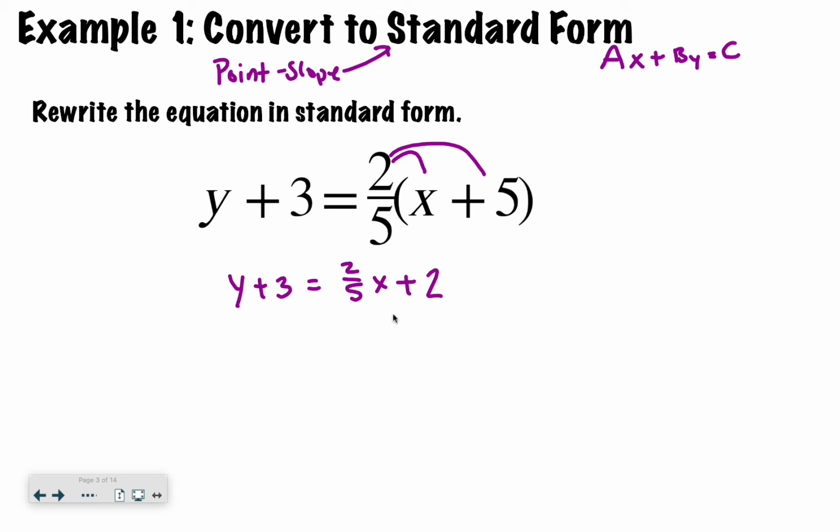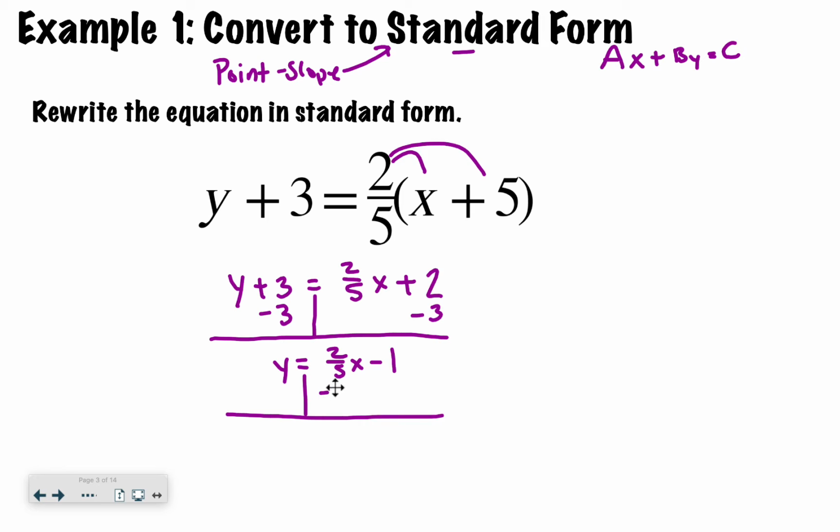Okay, so my parentheses are gone. My next step is going to be, I want my variables on the left and my regular numbers on the right. So I'm going to subtract 3 from both sides. So I have y equals 2/5 x minus 1. So you can see it's now in slope-intercept form, but I'm looking for standard form. So I'm going to subtract that 2/5 x over to the other side. So negative 2/5 x, minus 2/5 x. And I have negative 2/5 x plus y, because my y is positive, equals negative 1.